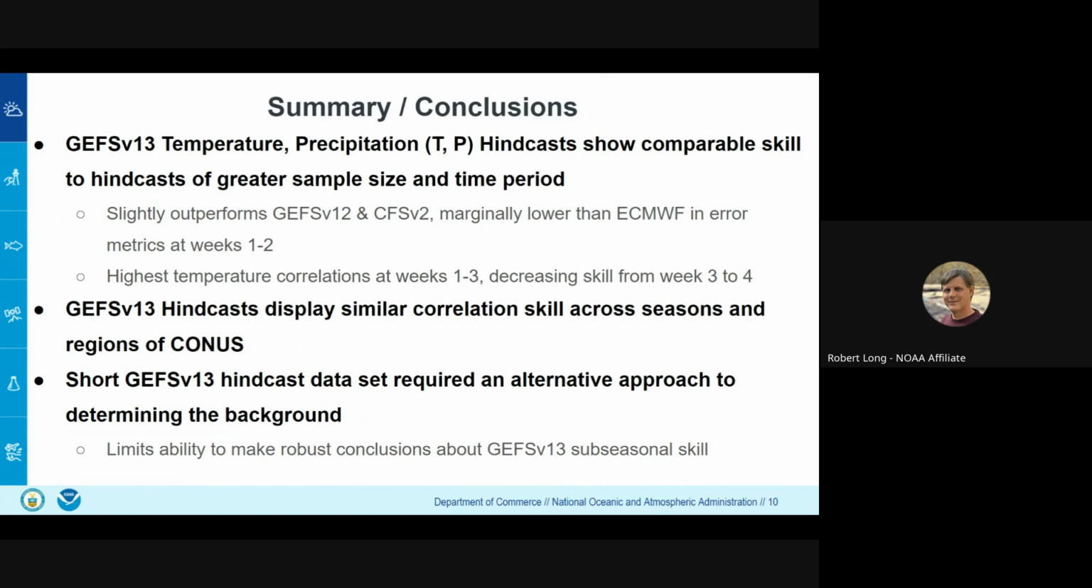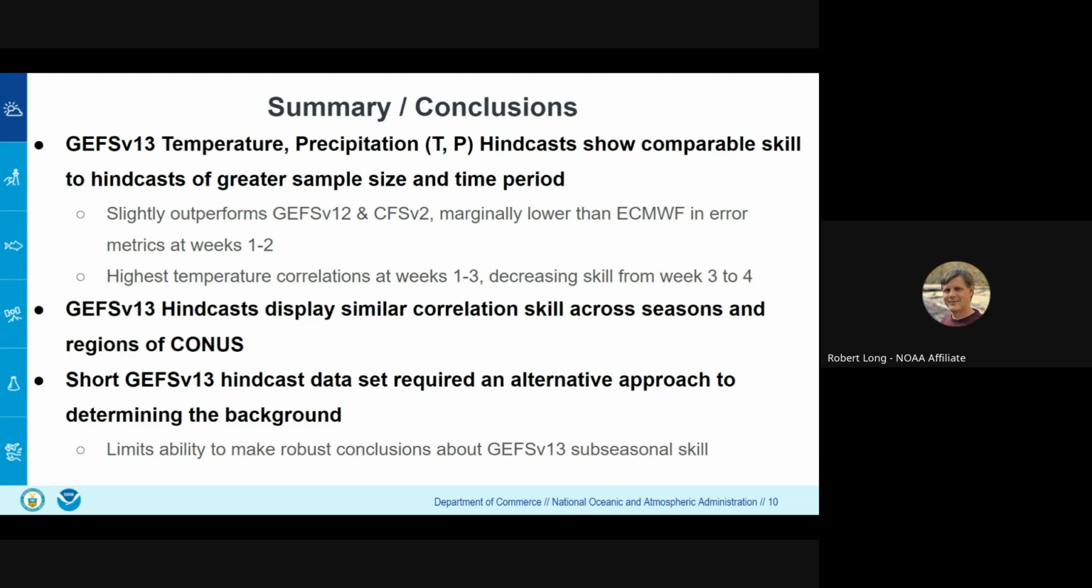Since the GEFS-13 hindcast period is only 2 years, defining the background is a challenge. And as a result, that limits our confidence in making robust conclusions about the GEFS-13 hindcast skill. So we'll hold off on making a definitive declarative statement about the GEFS-13 performance until a longer hindcast becomes available. But I wanted to wrap up on a positive note and say that it's encouraging that both Mingyue and I found that GEFS-13 exhibited less error and higher correlation skill than GEFS-12 and CFS, despite the fact that we took different approaches to determining the hindcast background.